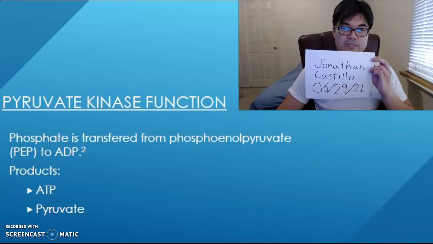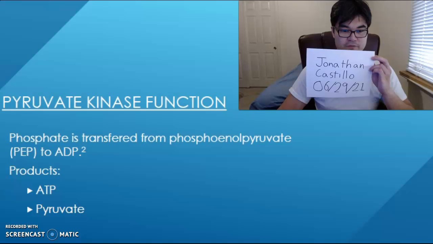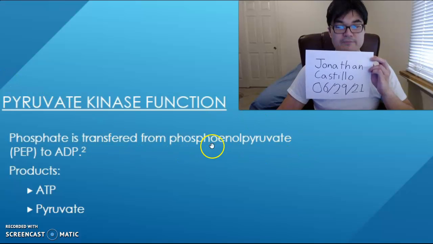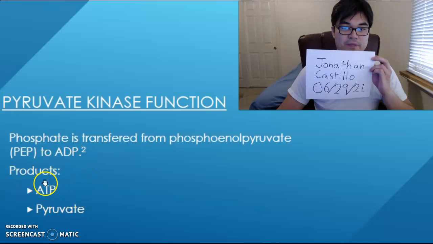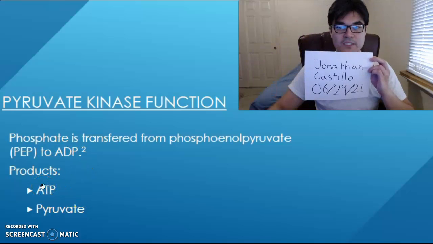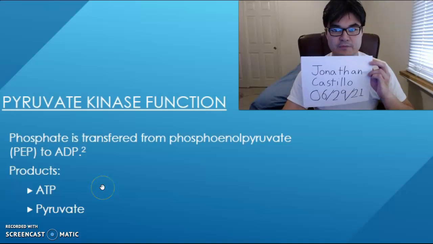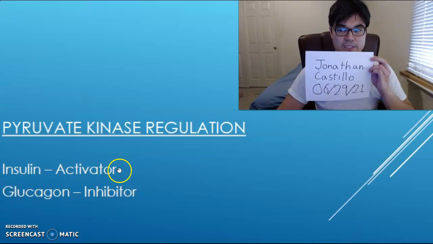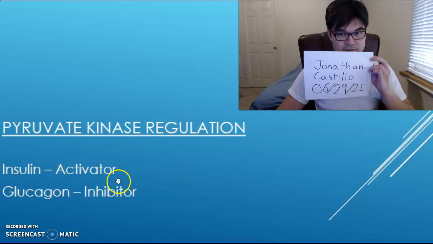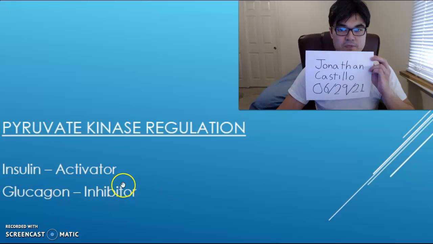So, pyruvic kinase is the last step in glycolysis. A phosphate is transferred from phosphoenolpyruvate to ADP to form ATP and pyruvate. Pyruvic kinase is regulated by the hormones insulin and glucagon. In general, insulin acts like an activator and glucagon an inhibitor.